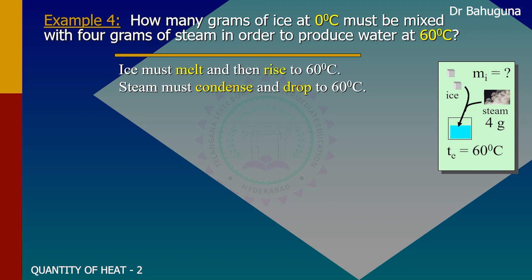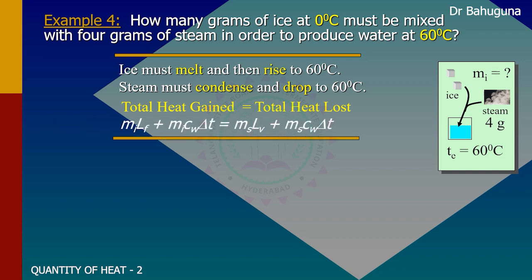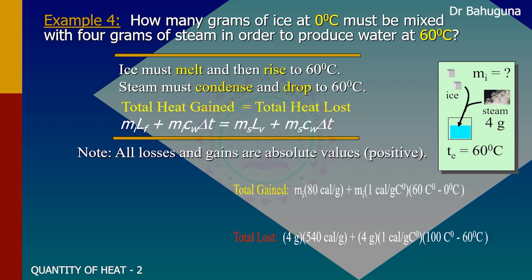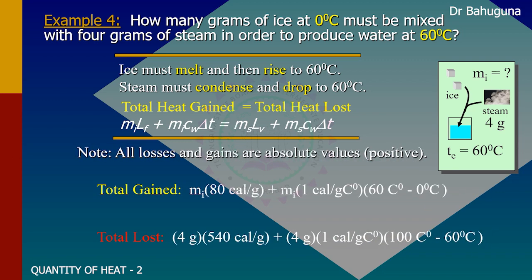We have to calculate. Total heat gain should be equal to total heat lost. In the case of ice we have written, in the case of steam also we have written, both sides, and we are going to write. If you write the values, total heat gain should be equal to mass of ice we require, 80 calories latent heat of ice, plus mass of ice we have to calculate, the specific heat of water is 1, change of temperature is 60 minus 0 degrees centigrade.